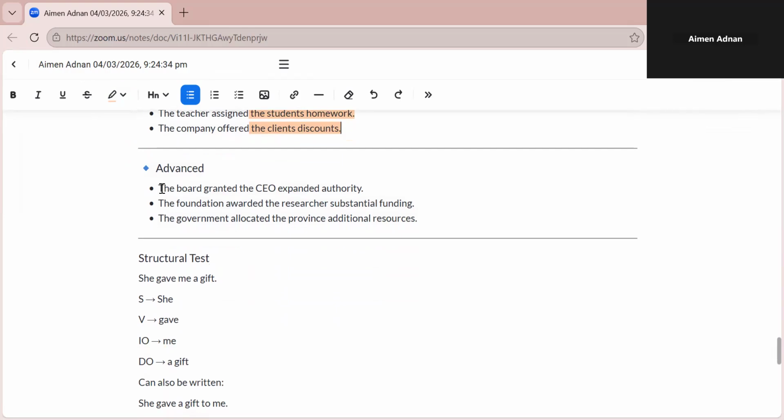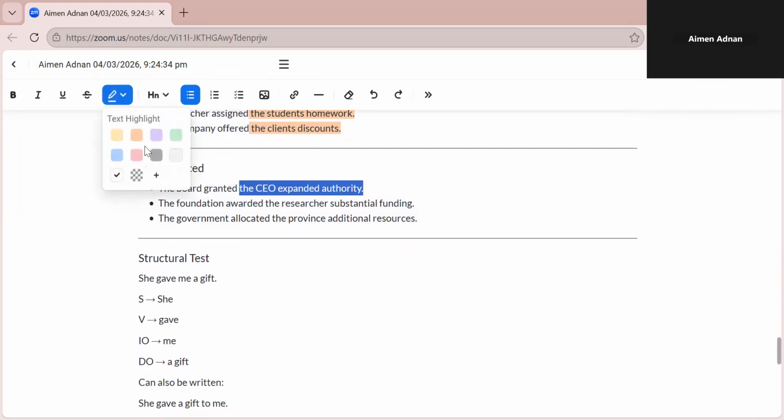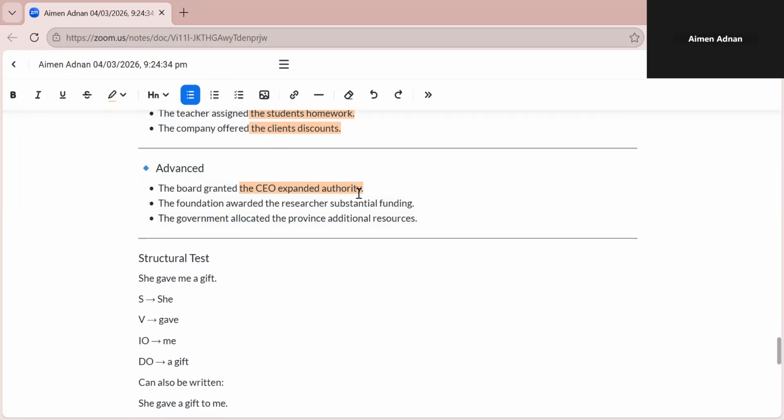Now look at this. The board granted the CEO the expanded authority. Yes. Now look at this sentence. The board granted the authority. And the board is doing an action on whom? The CEO. And what is the name of the action? Expanded authority. So the expanded authority will be your direct object and the CEO will be your indirect object.